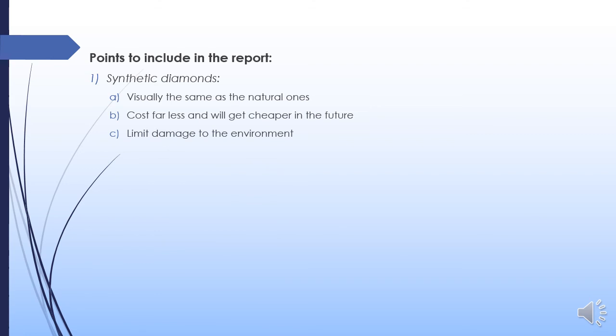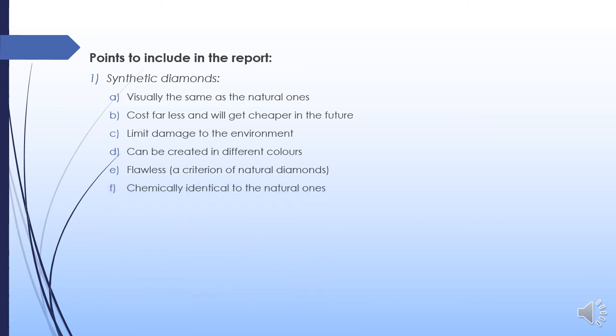They have limited damage to the environment, the synthetic diamonds, because they're grown in a lab. Limited, if any. They can be created in different colors. They are not limited to one color. The same as natural diamonds, they can be created in different colors. They are flawless, and this is a criterion of natural diamonds as well. They are chemically identical to the natural diamonds as well.